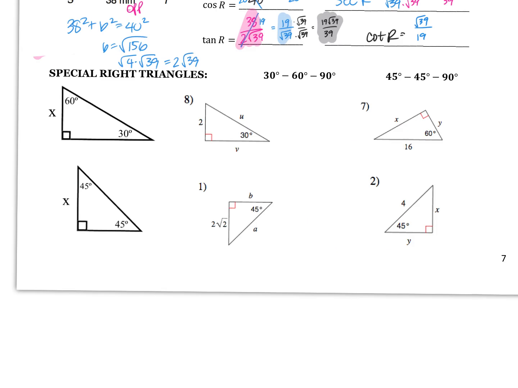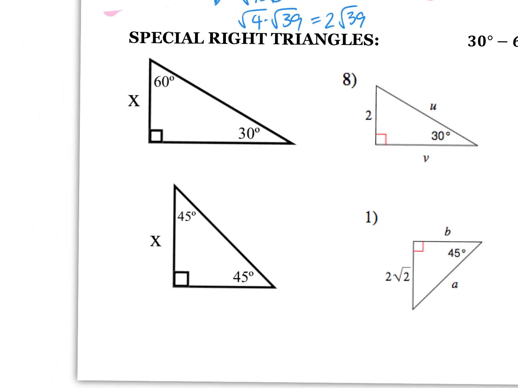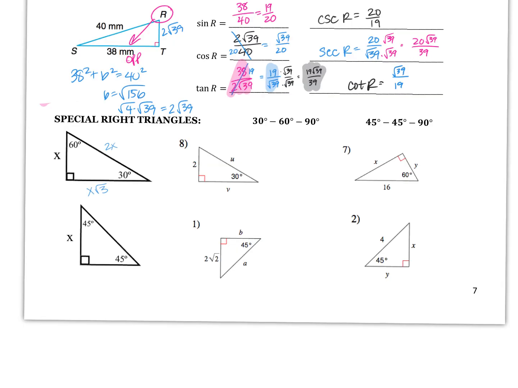Wow. So let's write those little cheat sheets out, peeps. If we've got our 30, 60, 90, it always goes across from the shortest angle is my x. Across from the 60 is my x root 3. And the hypotenuse is always double it. I'm going to change this guy. This one's a 5.